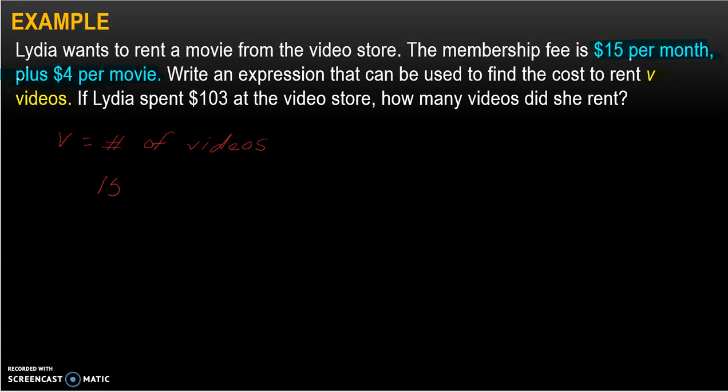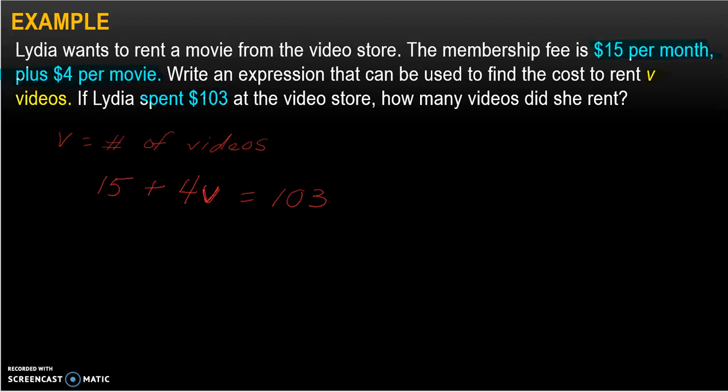So I have $15. On top of that, it says plus, so plus is going to be addition, and then 4 per movie. The word per from elementary school means to multiply, so 4 per movie or video would be 4V. And Lydia is spending $103. So that is a total. So that equals 103. Okay? So from here I'm going to go ahead and solve.